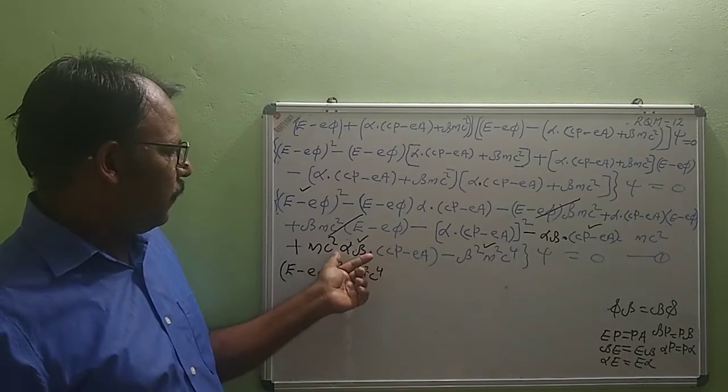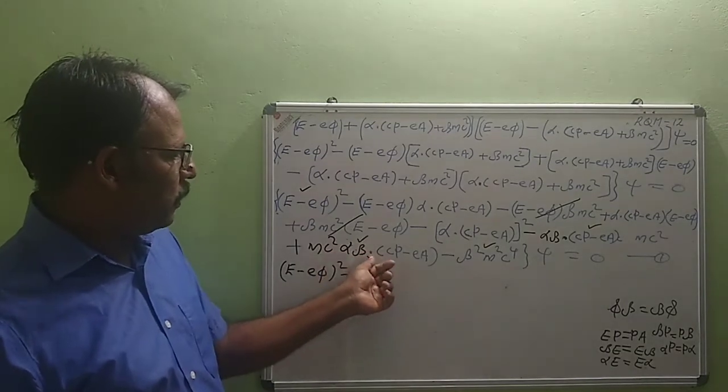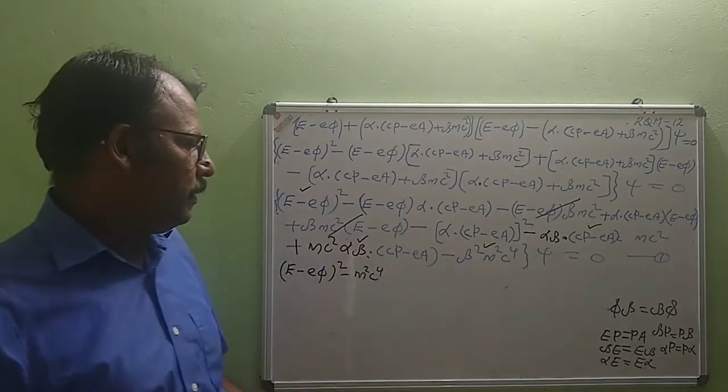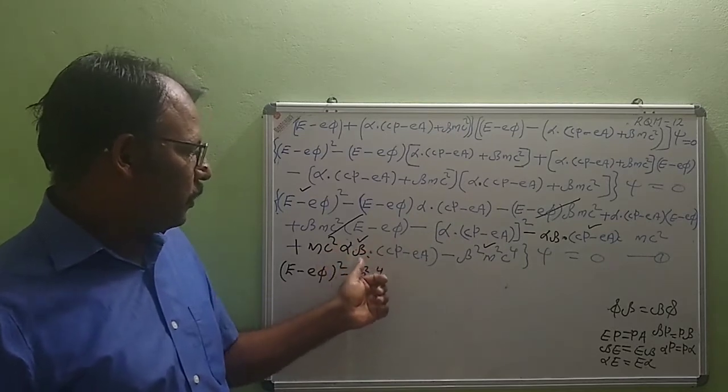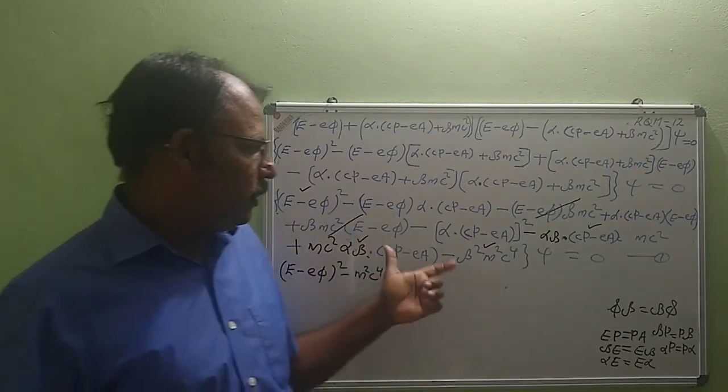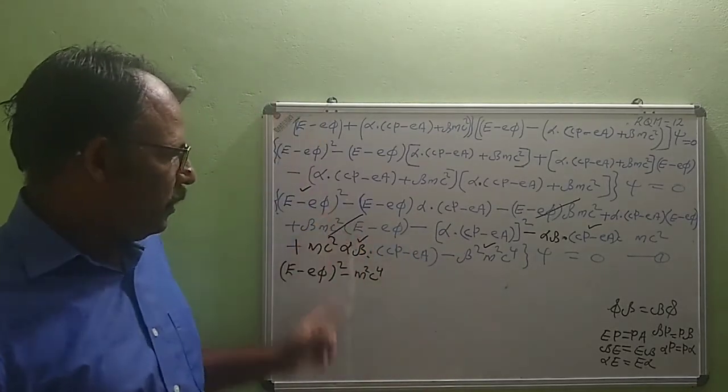Beta is scalar, alpha is a vector. So alpha into beta dot (Cp minus Ea). Alpha is having three components. Beta is having only one value, one matrix.